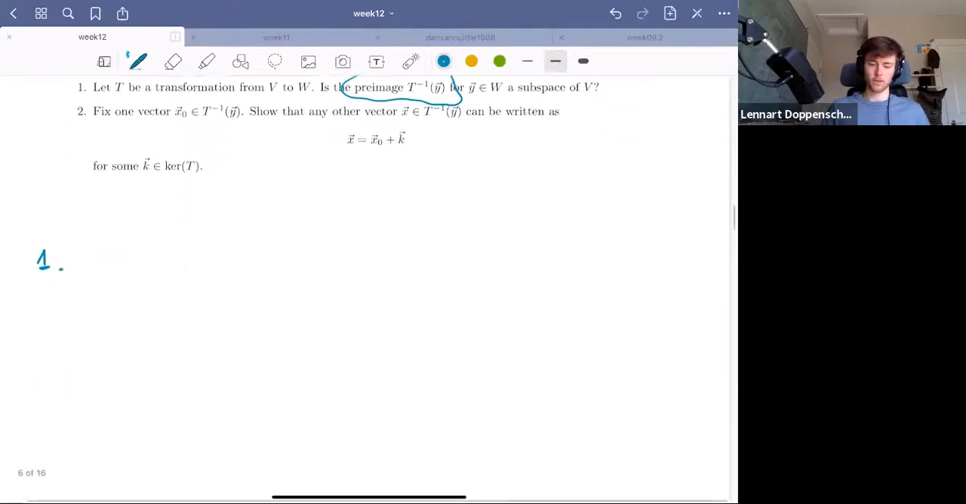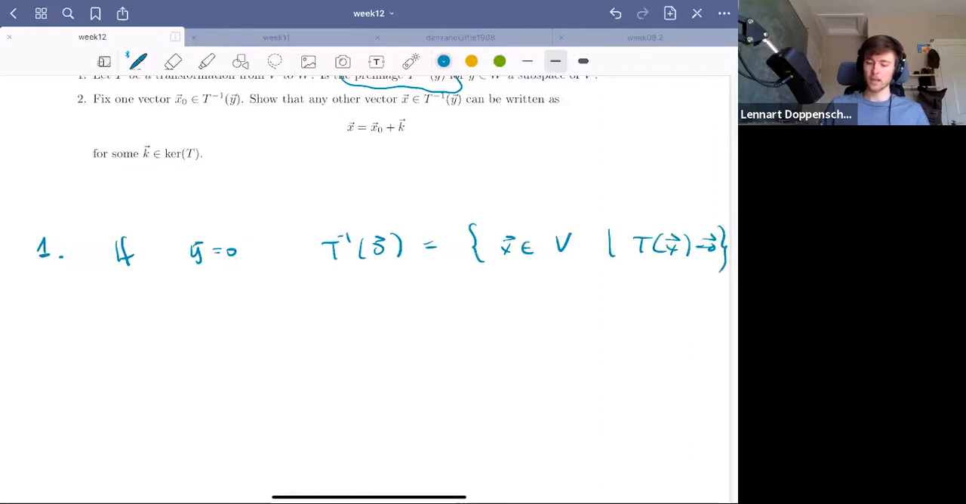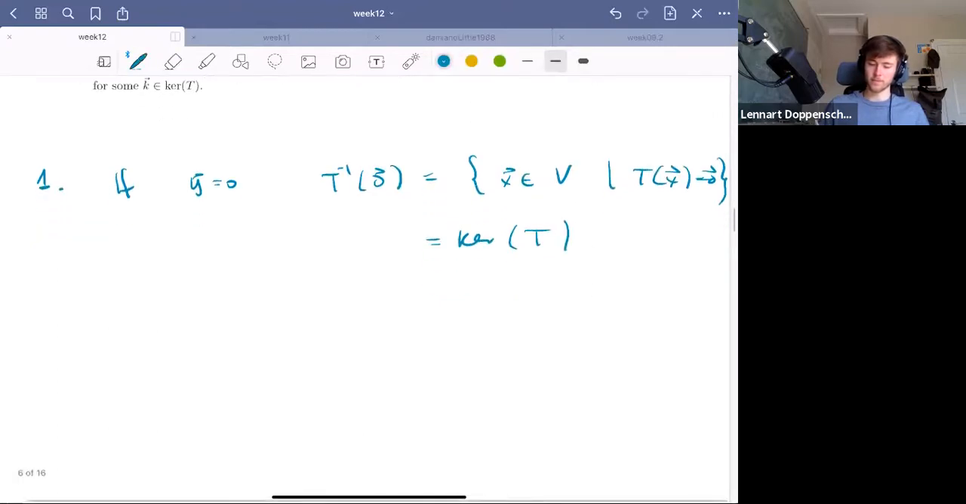Yes, so if Y is 0, the pre-image of 0 is nothing else but the kernel. Because it's all the vectors x in V such that T of x is 0. This is the kernel of T, and this is definitely a subspace. We've shown this before.